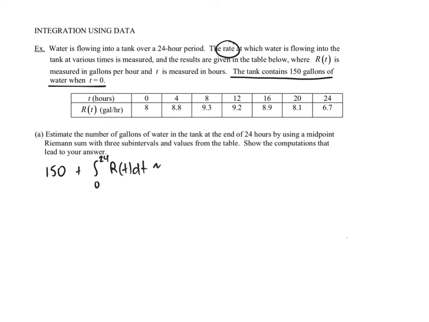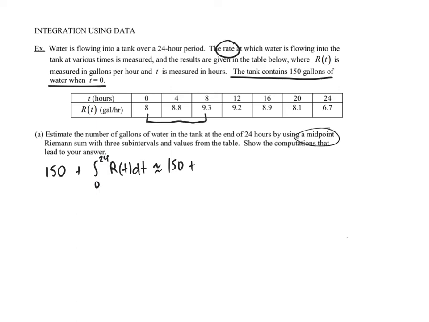And so this is going to be approximately 150. And now I'm going to do what the problem says to do, which is to use a midpoint Riemann sum with 3 equal subintervals. And remember, in order to use a midpoint Riemann sum, I've got to be able to take something from the middle.